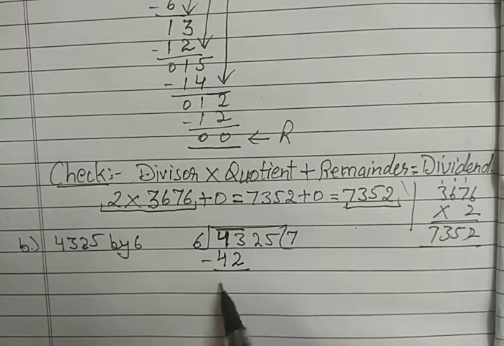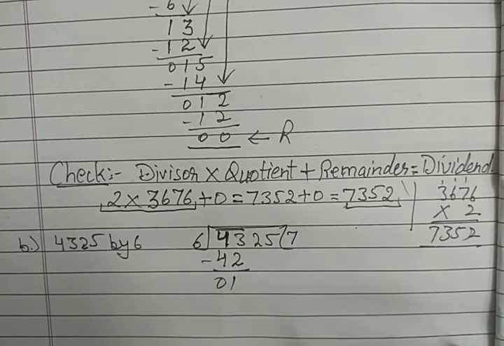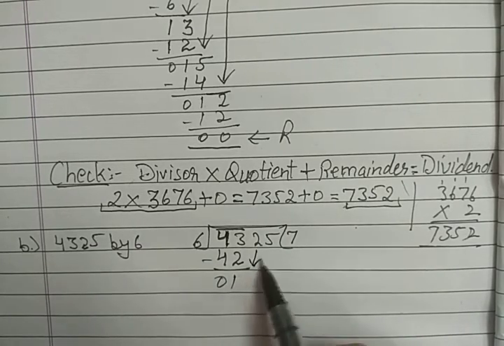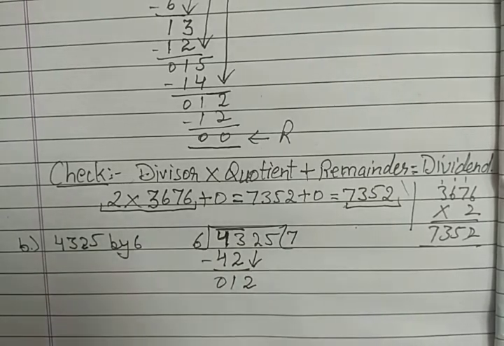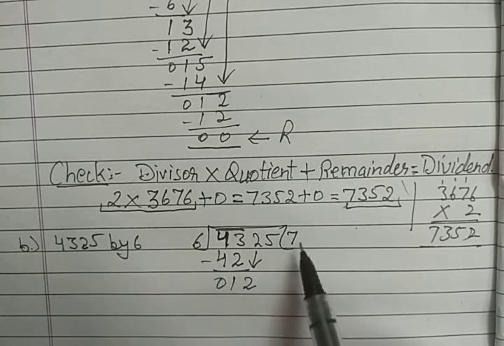Now subtract it. What will be left is 1. What will come down? 2. Now you have to recite the table of 6 till 12. 6 1s are 6 and 6 2s are 12.